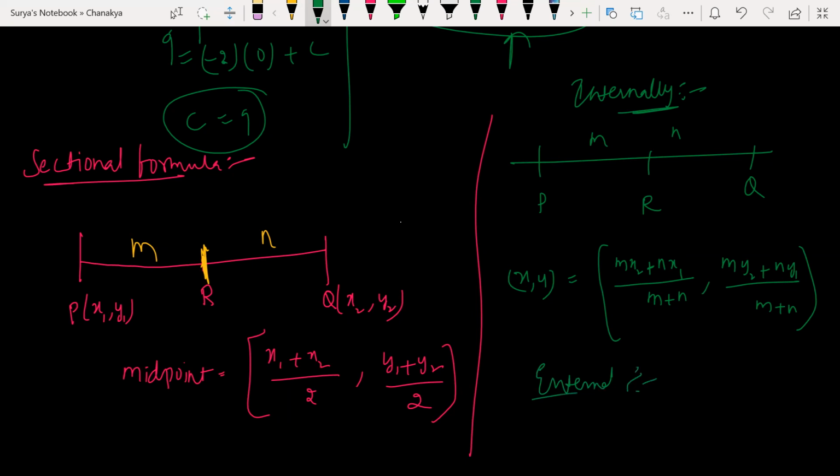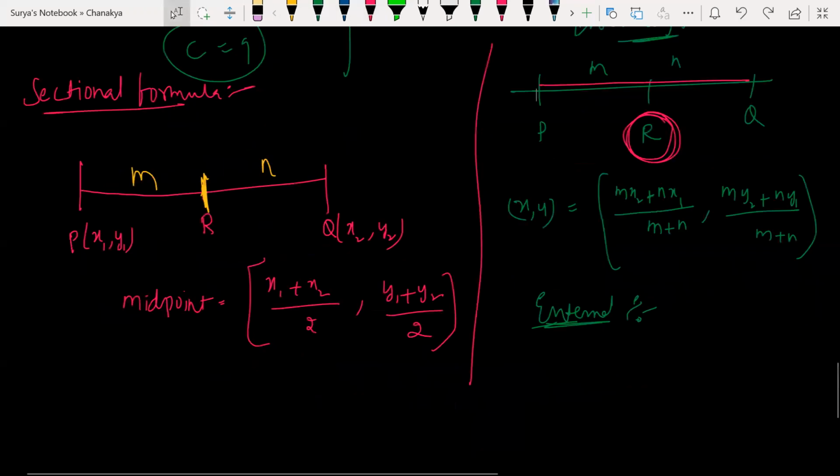So what is external and internal? Internal means dividing a point. See here, point R is there, right? That is dividing the line called PQ. Point R is dividing the line called PQ internally, internally means from inside. Externally means from outside.